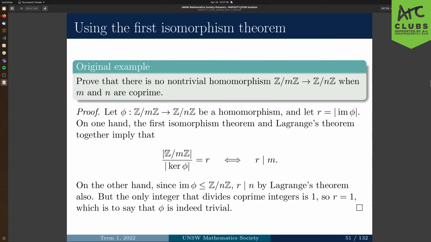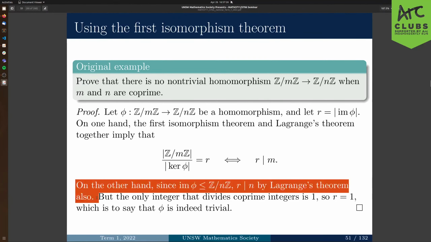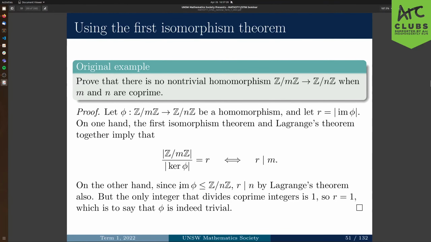So why use the first isomorphism theorem in this case? Because I wanted a different way to look at the image, right? Where I was going is I wanted to prove that the image is 1. I guess one way I could do it is that if M and N are coprime, the only divisor it has in common is 1. So that's sort of where I was going. I guess the other part I needed here was to realize that the image is actually a subgroup of the codomain as well.